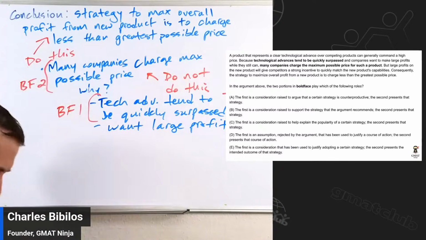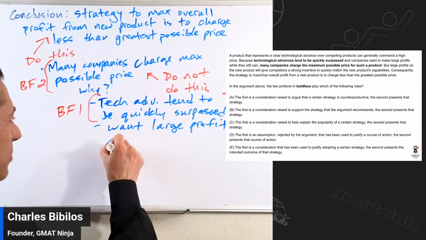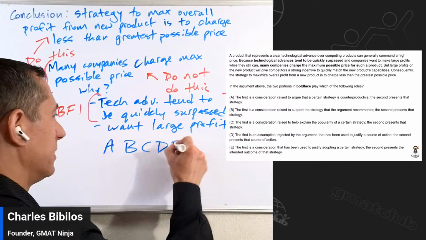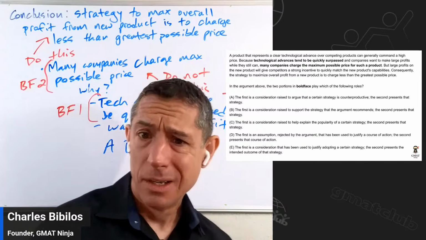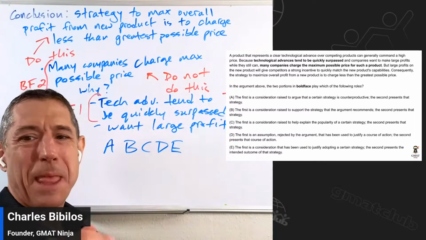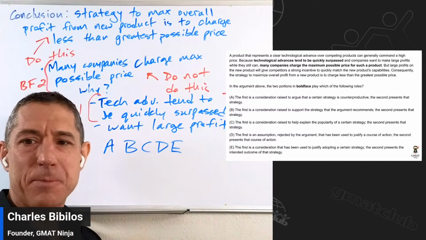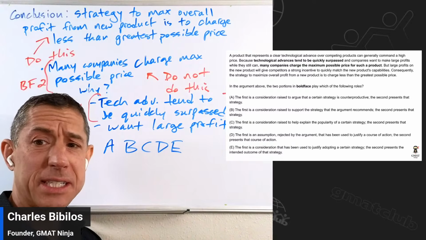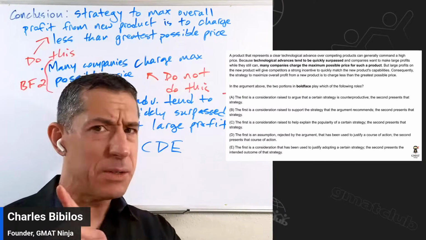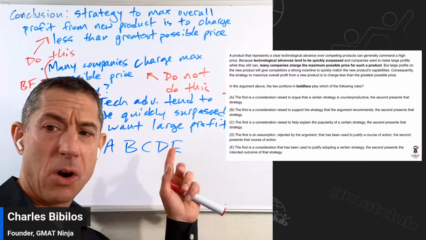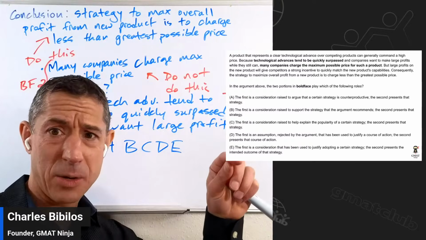A. The first is a consideration. Oh boy, what is a consideration? It's a phrase. Don't overthink it, guys. What's a consideration? It's just a thing we're saying. First, a consideration. Might be a fact, might be an opinion. Raised to argue that a certain strategy is counterproductive. The second presents this strategy. Doesn't sound too bad, but is the first one arguing that the second is counterproductive?